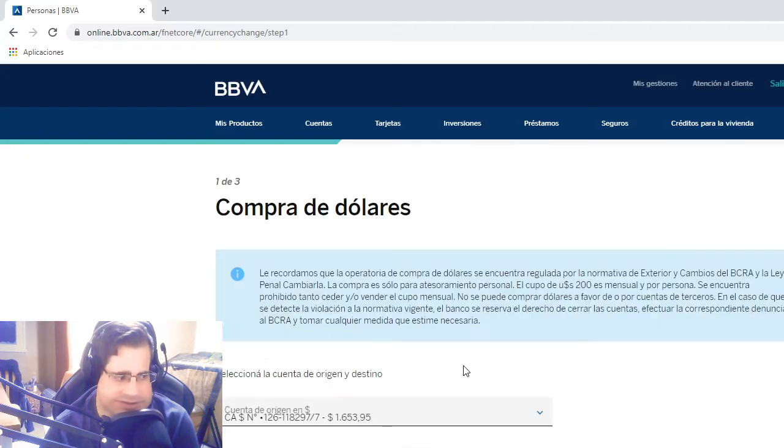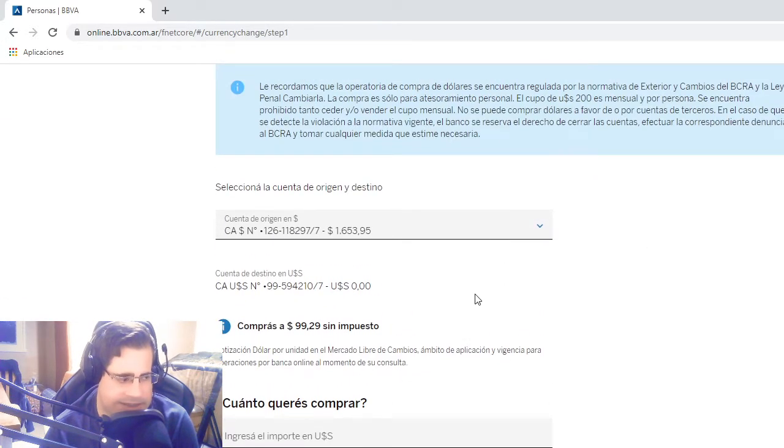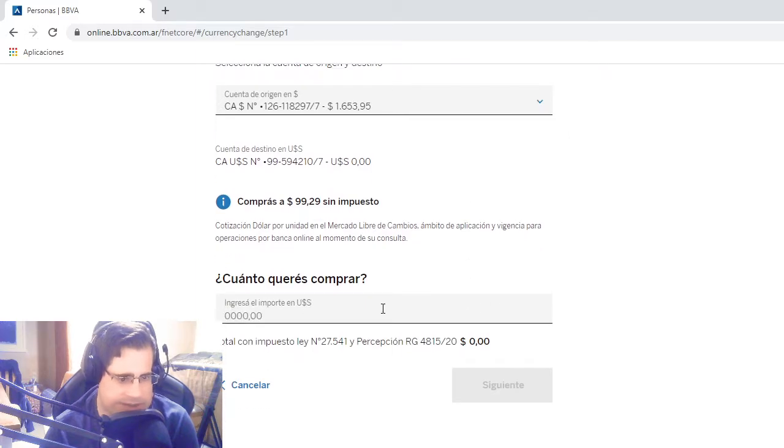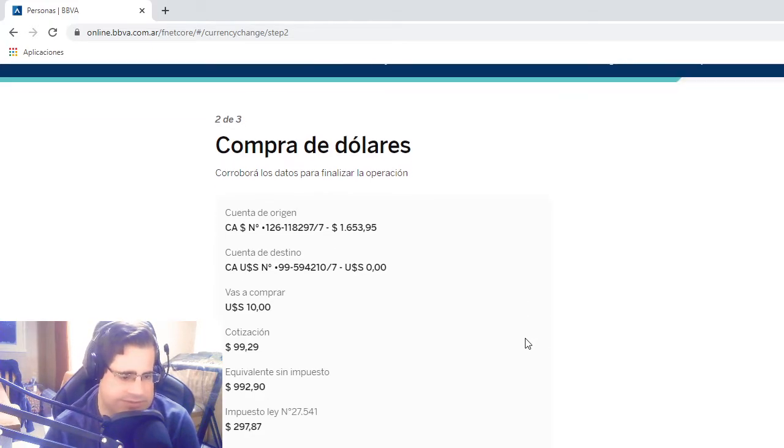And you can see that if I'm going to buy 10 US dollars for 90.60, which is the official exchange rate now, I'm going to try to buy with a live bank account. I want to buy 10 US dollars. So the official exchange rate is 99.29 pesos per dollar. So I'm going to try to buy 10 US dollars. What will the government do if you have capital controls?